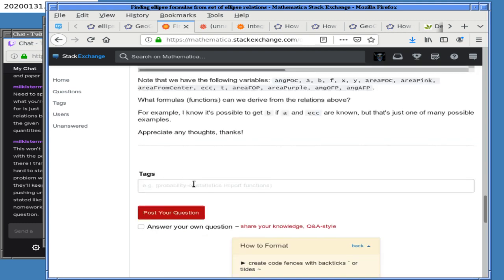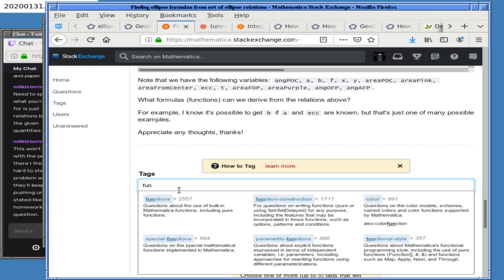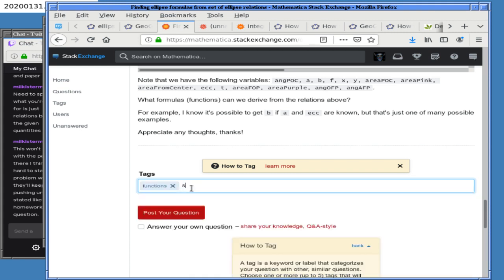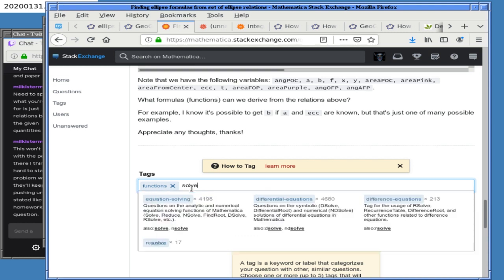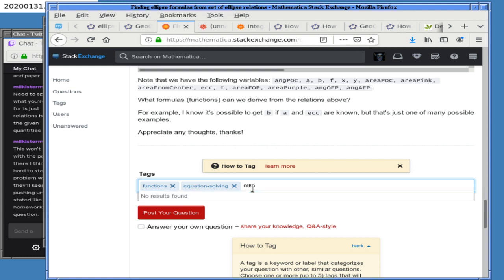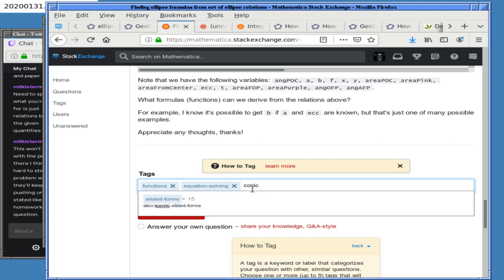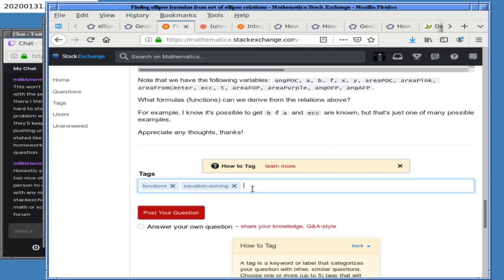Okay. Is relations a possible tag? No, it's not. Correlation is, though. Functions. Solve. Equation solving. Yeah, it's equation solving. Ellipses. I don't know if they have a category for it. Yeah, they don't. Conic figures? Conic sections? No. Conic? Iconic, not conic. Reduce? No.